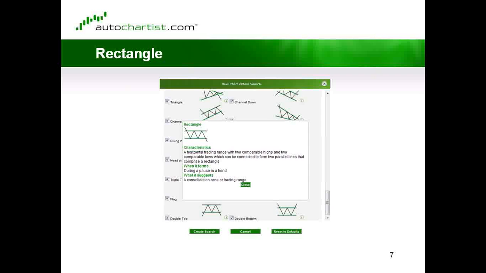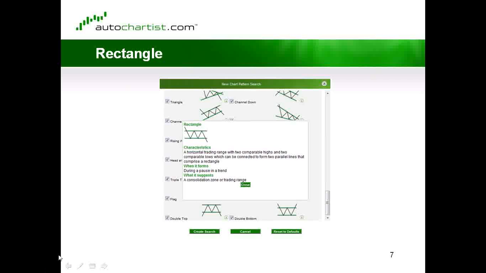So not only do you want to watch how the rectangle is developing, but you want to look at how wide the support and resistance lines are. Wide lines typically mean sell rallies, buy dips, and tight ranges usually mean that you're waiting for a particular breakout.